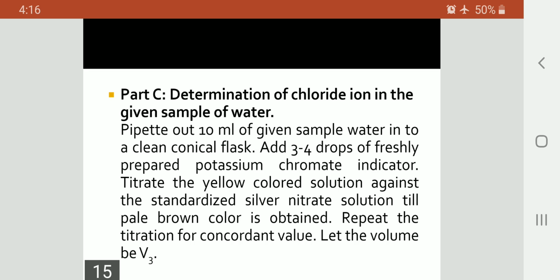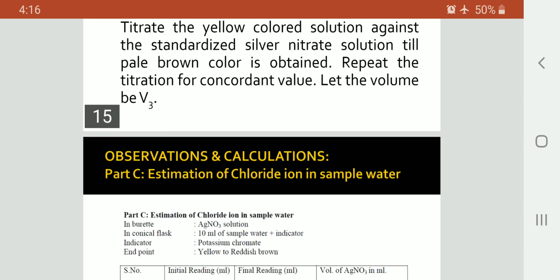Start the titration. Do the standardization till you obtain a reddish brown or pale brown color. The moment the solution converts into pale brown color, it indicates that formation of silver chromate has occurred. And you have to repeat for another 2 times. That means a total of 3 readings you have to take. So this is the volume V3 which you have obtained from part C.